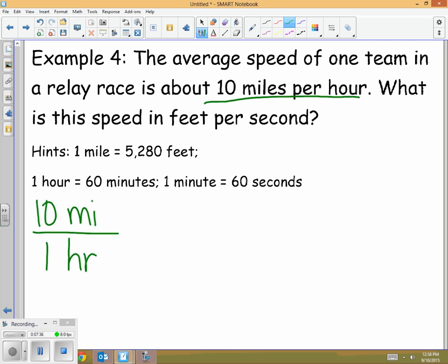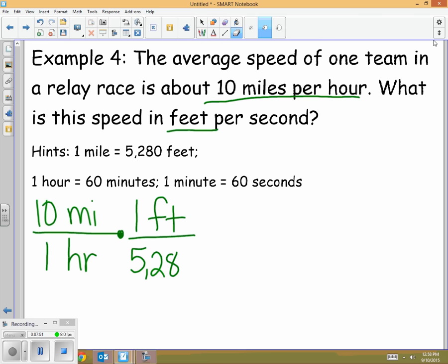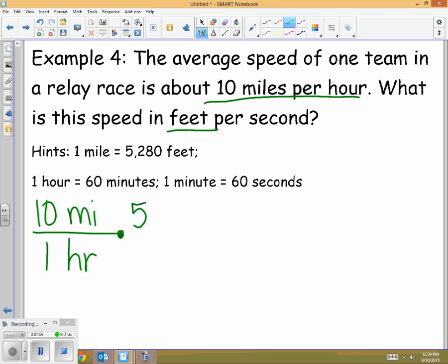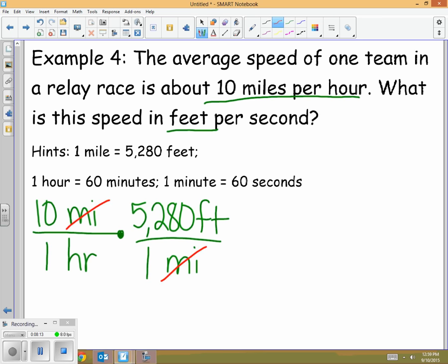Well, we need to first convert it into feet, so I'm going to start there. Let me rephrase that. We know that 5,280 feet is 1 mile. If you noticed, I caught my mistake. I am trying to get feet per second, so I want feet in the numerator, not the denominator. I notice here my miles cross cancel. And now I have feet per hour.